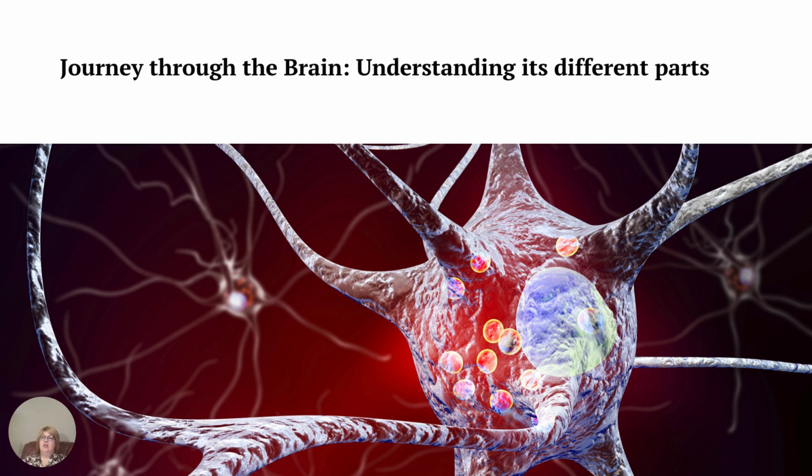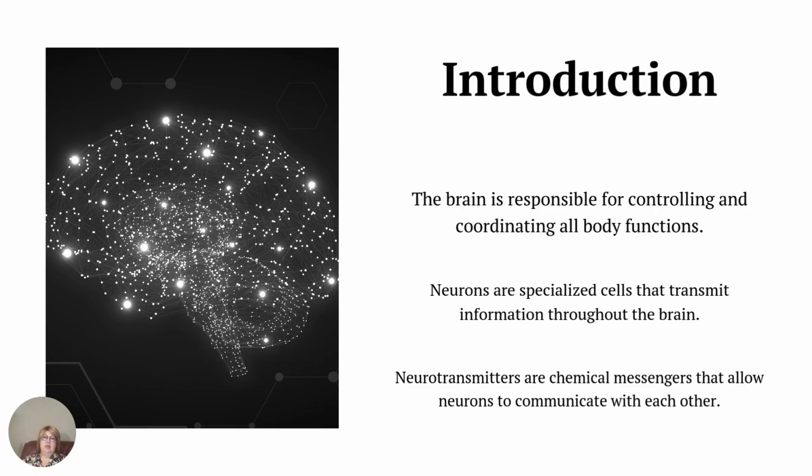Okay, so we're going to take a little journey through the brain, and it's really important that you understand its different parts. It's an introduction to the brain. The brain is responsible for controlling and coordinating all your body functions. Neurons are brain cells, specialized cells that transmit information all throughout your brain. The transmitters are chemical messengers that allow neurons to communicate with each other.